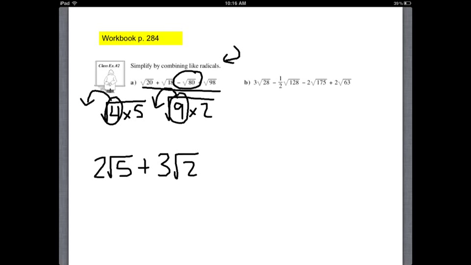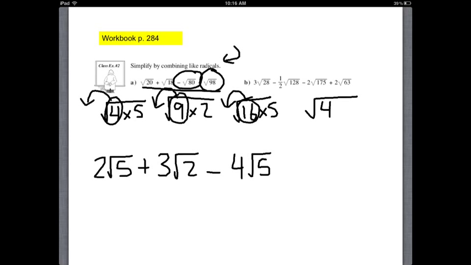Root 80 is going to be 16 times 5. With the 16 being brought out, that's going to leave you with 4 root 5. And last but not least, we've got root 98. That can be broken down to 49 times 2. The 49 can be brought out. That's going to leave you with 7 root 2.